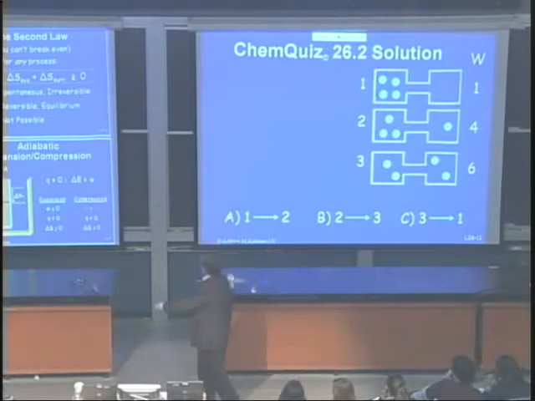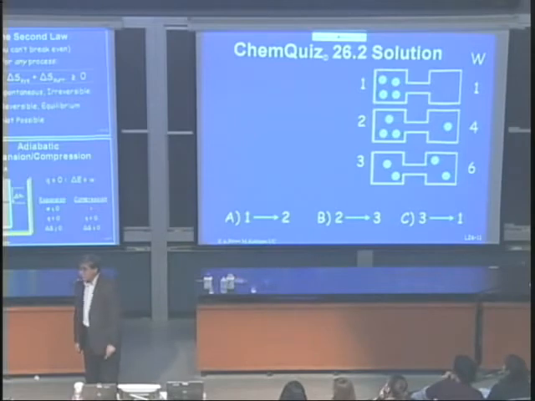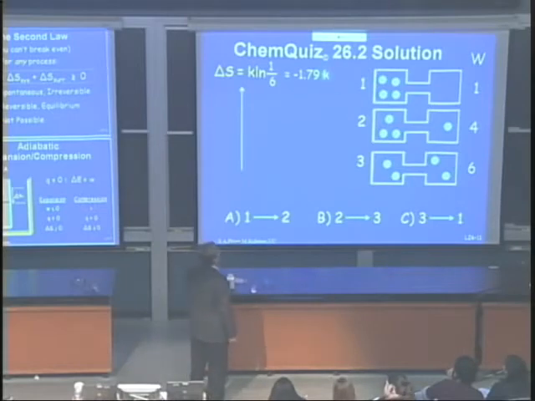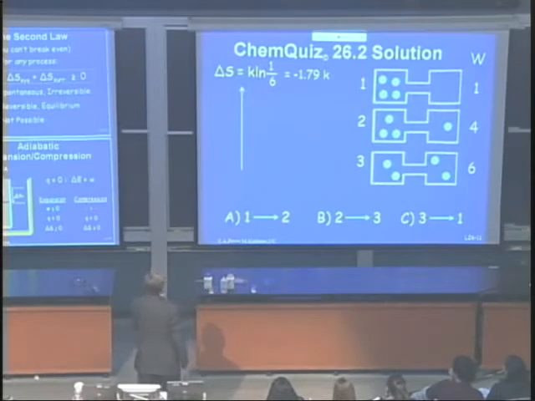So what is S? S is k times ln of the probability. We go from 3 to 1: S is k ln 1 minus k ln 6. This is minus 1.79 k. This is not a very large number, so delta S must be larger for another option.